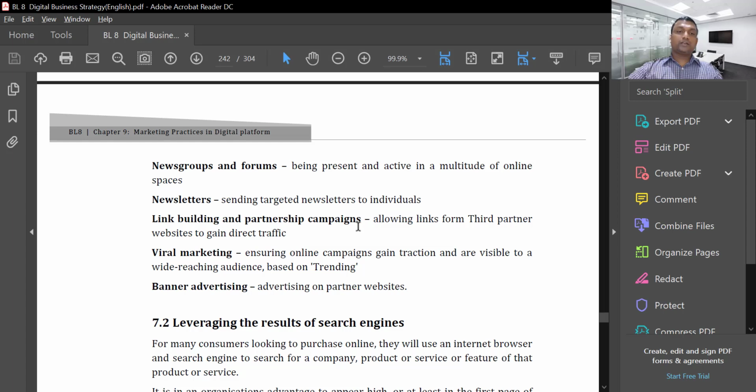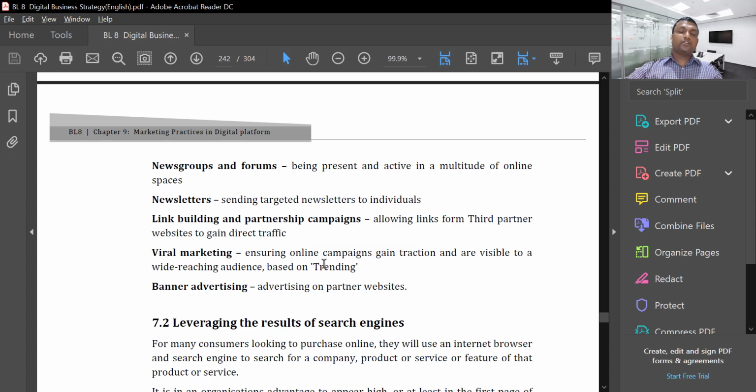Link building and partnership campaigns, allowing links from third-party websites to gain direct traffic. So we can have other organizations which are working with us also have their links on our website, so that our customers and the people who come to our website can also get the services from the other organizations we are working with. So partnership campaigns can also happen.